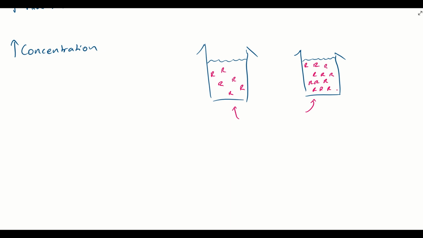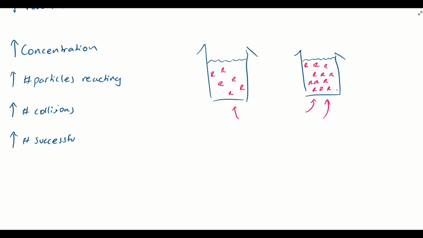So there's going to be a lot more collisions occurring in the more concentrated reacting vessel. So if we increase the concentration, we increase the number of reacting particles, which increases the number of collisions. And again, if we increase the number of collisions, we're going to increase the number of successful collisions, which increases our reaction rate. Okay, so finally, increasing concentration increases reaction rate.